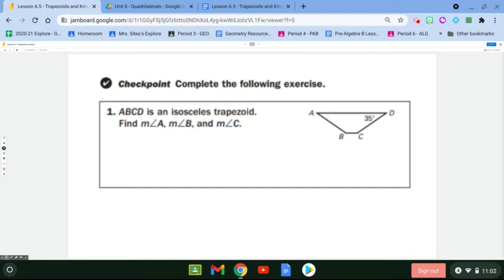All right, so for your first checkpoint right now, it says that ABCD is an isosceles trapezoid. We need to find the measurement of angle A, the measurement of angle B, and the measurement of angle C. So it's important that you know it's an isosceles trapezoid, so now you can use some of those special theorems that we learned about isosceles trapezoids. Take a moment right now and answer that question and fill your answers into Edpuzzle.